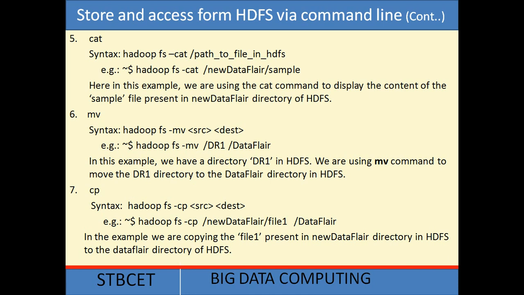Example: Hadoop fs -mv dir1. The directory dir1 is the source directory, and this source directory will be transferred to another data flare directory. In that case the move command is used. Once dir1 is transferred, it is deleted from the earlier location, which will be empty, and that dir1 will be found in the data flare directory.